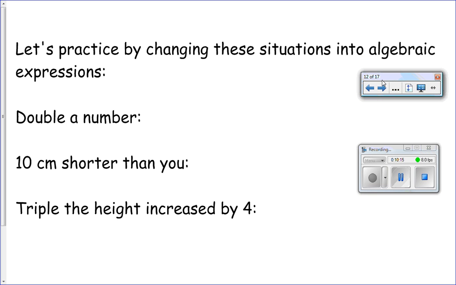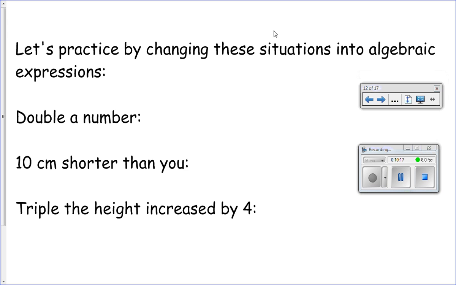Okay, now these I want you to try out at home. Double a number, 10 centimeters shorter than you, triple the height increased by 4. So put the video on pause, try these out, and we'll take it up tomorrow.